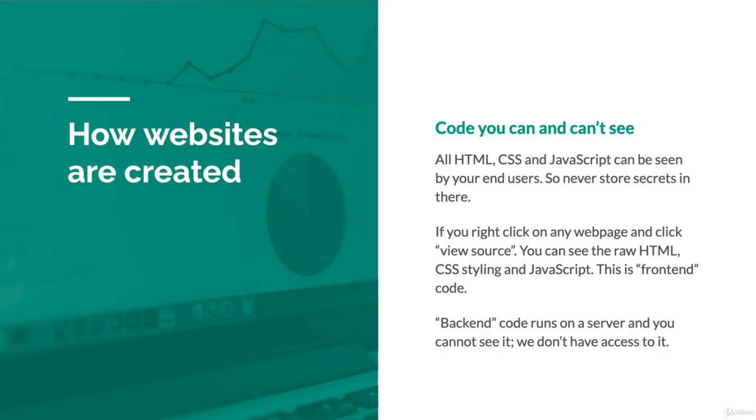Code you can't see. All HTML, CSS, and JavaScript can be seen by your end users. So never store secrets in there. If you right-click on pretty much any web page and click View Source, or go to, I think it's usually File, View Source, you can actually see the raw HTML, CSS styling, and the JavaScript. That's all considered front-end code. And again, back-end code is what runs on your server, and you cannot see it. We don't have access to that. But front-end code is completely accessible to your users. So again, do not put passwords or anything like that in there. No sensitive data, really.